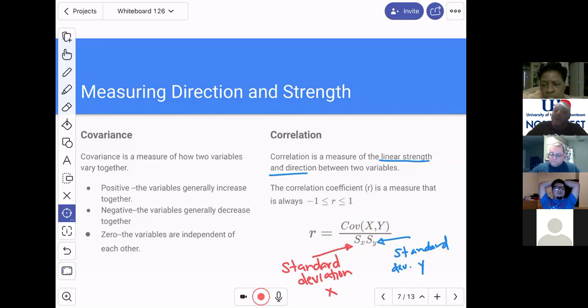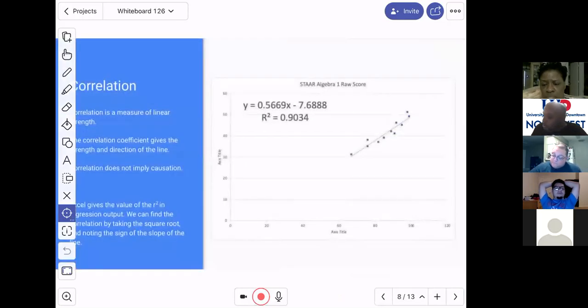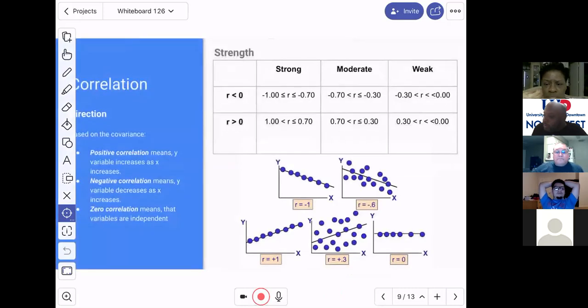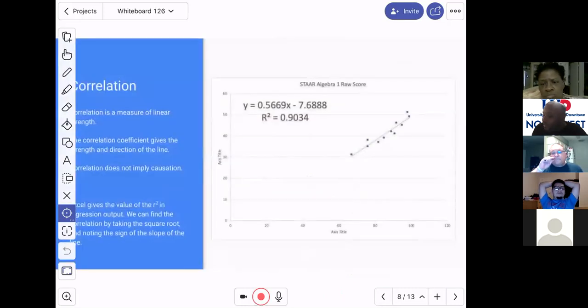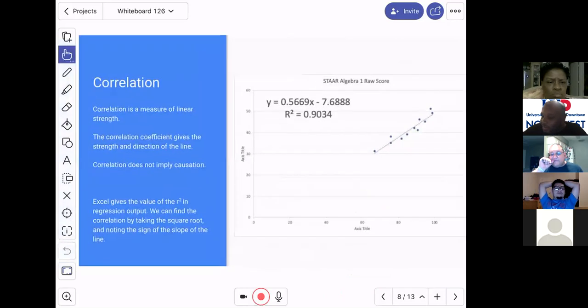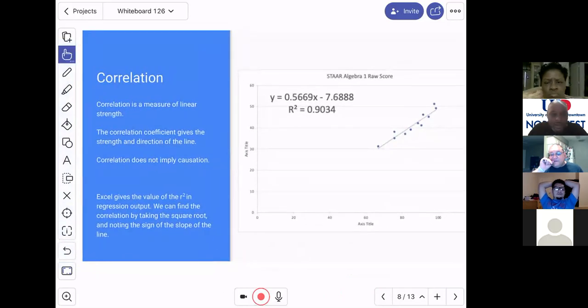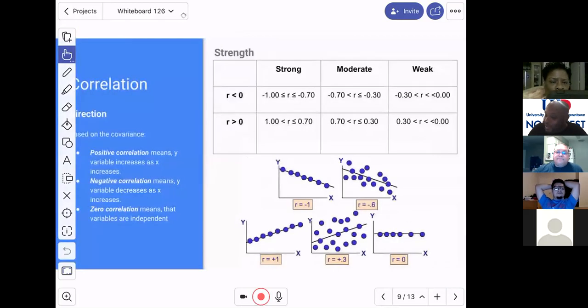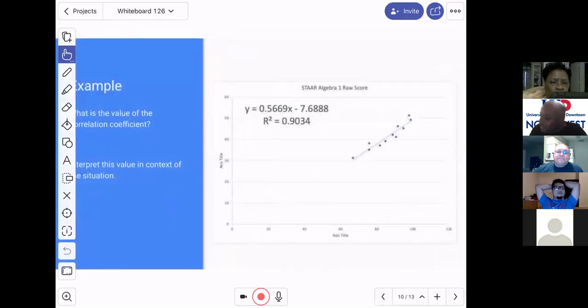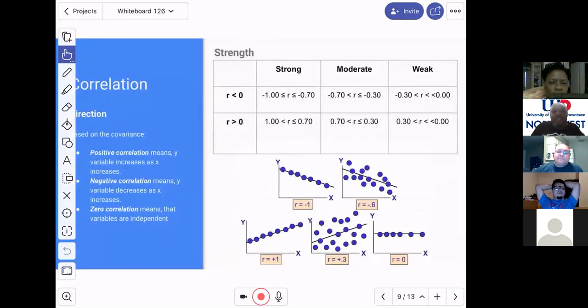The closer you are to -1, so I wrote that down here, correlation is a measure of linear strength. The closer we are to -1, the stronger the relationship. The closer you are to +1, the stronger the relationship. And what I mean by that is this.